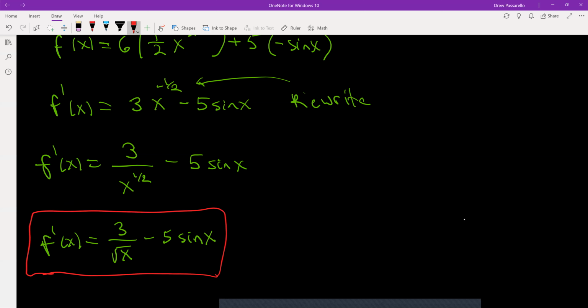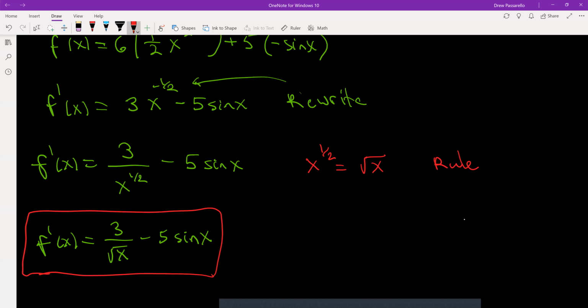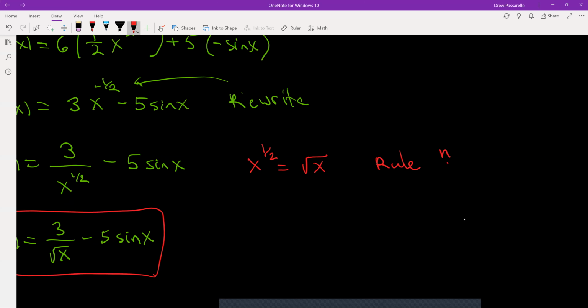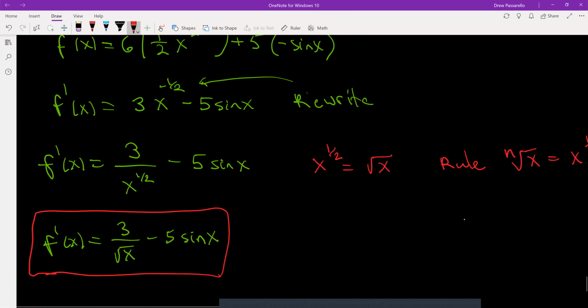Again, so we just rewrite the x to the 1/2 as square root of x, since we know the rule for radicals, like if you have the nth root of x, that's x to the 1 over n. So they just kind of go in the reverse direction. All right, so that's those examples. And these dealt with finding the derivative function.